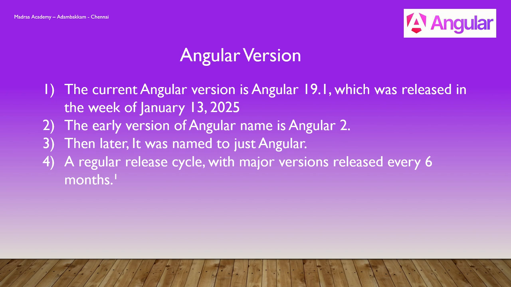Okay, the major version is released. After that, a new version will be released every 6 months. So by default we just call it Angular. There is no need to say Angular 19, Angular 18, 18.1, 19.1 like that. We can just say we learned Angular.